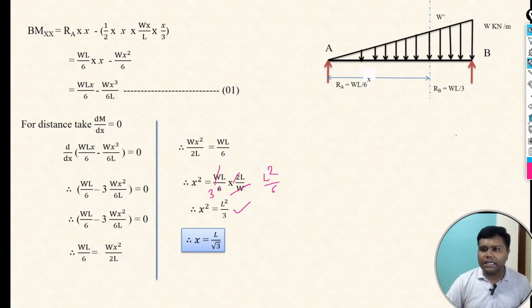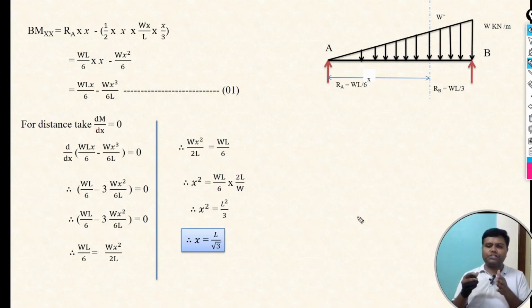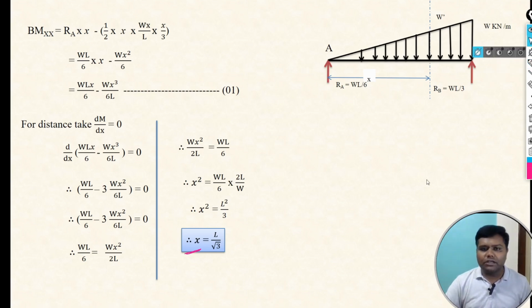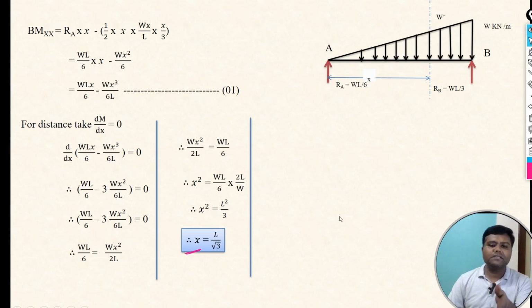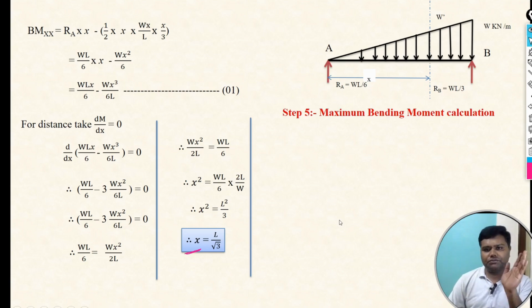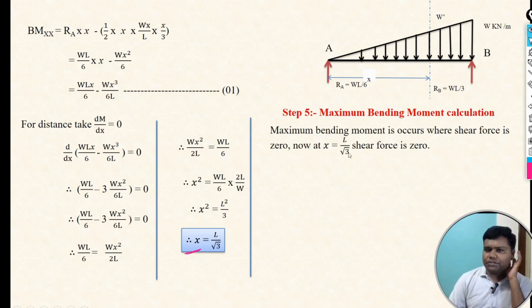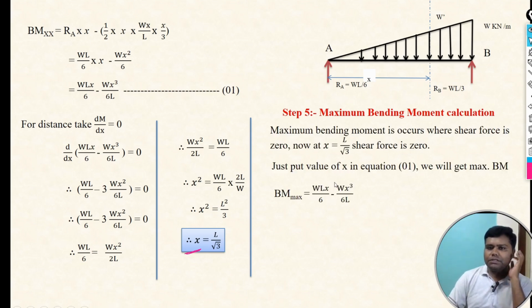So this is our position of the point where the shear force is 0. It means we can say that our shear force is 0 when x is equal to L by root 3 for this case. Now that we have the position, we can directly calculate the bending moment at that particular point by putting x equal to L divided by root 3 in the first equation. So the maximum bending moment is, just put this value in the first equation.